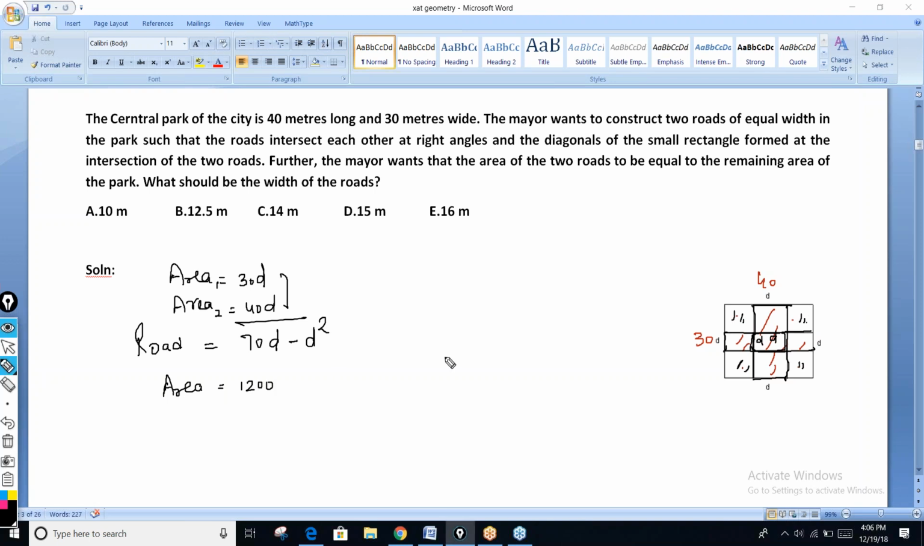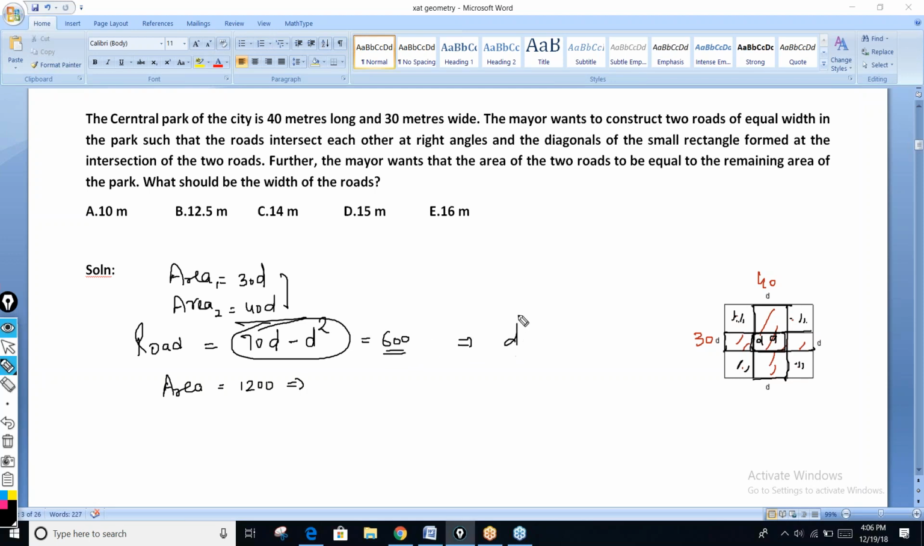So if this area is equal to the remaining area, can I say if this area is X, this area is also X? So X plus X becomes 2X and the complete area is 1200. So can I say this area and the remaining area are equal? So this area has to be 600 meter. Are you with me? Because this area is just half of the total area. Total area is 1200, so half of the area is 600.